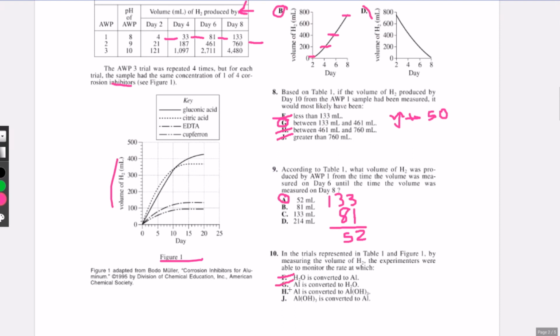Aluminum is converted to aluminum hydroxide, so we like that one. But let's check the last one. Aluminum hydroxide is converted to aluminum. So we're actually looking for the inverse of that, right? We're looking for when aluminum corrodes, H.